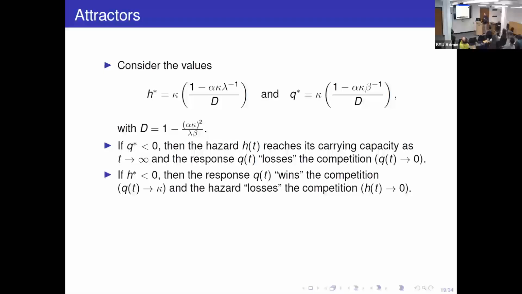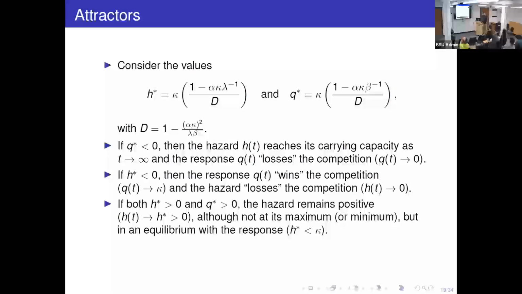If H star is smaller than 0, then the response wins the competition, and it is going to bring down the hazard function to 0. And if both are positive, then they will reach an equilibrium. So these are the three types of attractors that this type of restricted competitive Lotka-Volterra model will allow. And we don't have oscillations in this model due to the restrictions that we made.